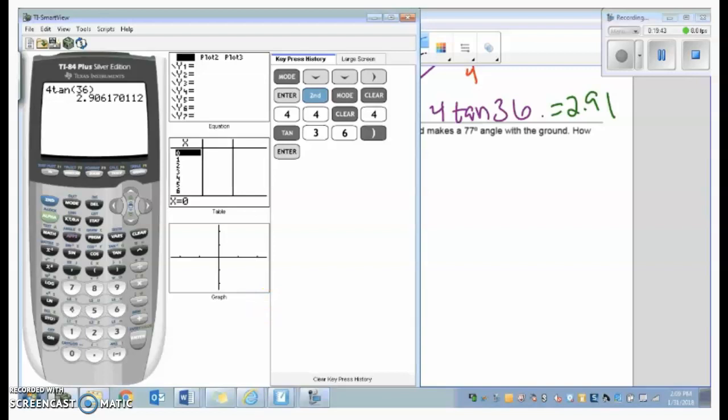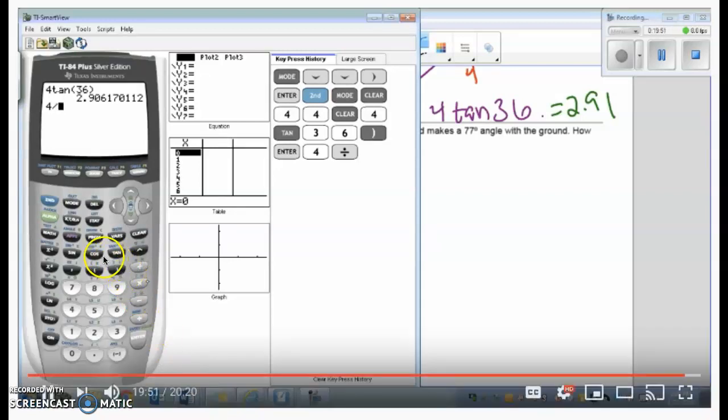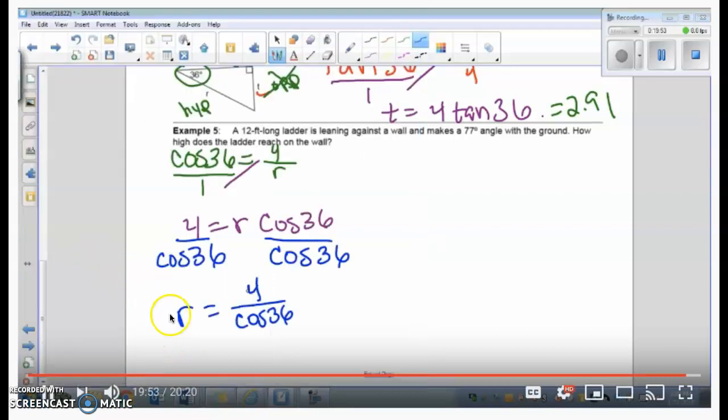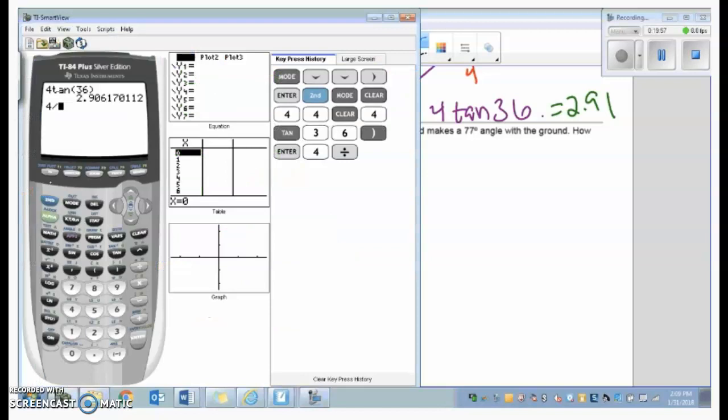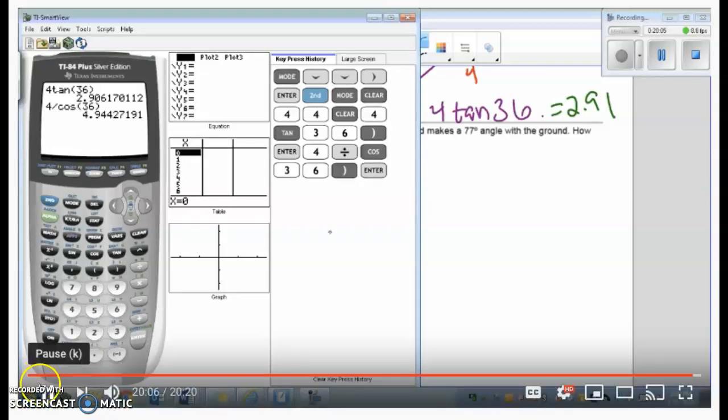And watch, we can just put this into our calculator. 4 divided by, and then the cosine button is right here. 4 divided by cosine of 36, and we get 4.95.